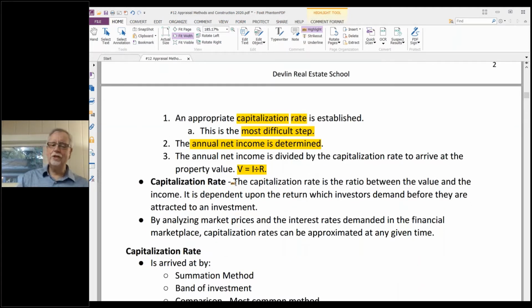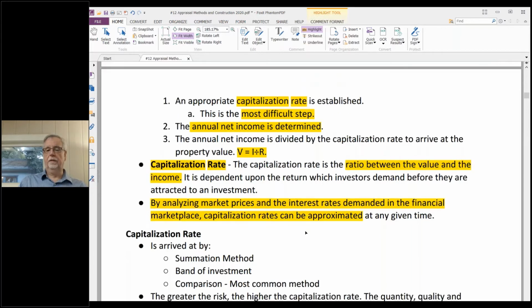The capitalization rate is the ratio between value and income. It's dependent upon the return which investors demand before they're attracted to an investment. We'll get to that. By analyzing market prices and interest rates, capitalization rates can be approximated.